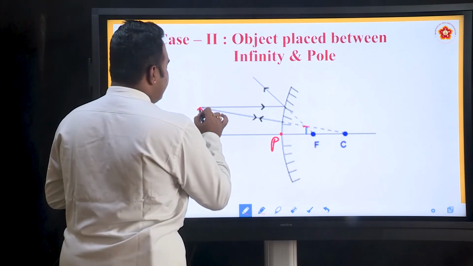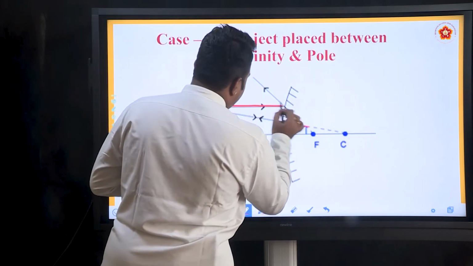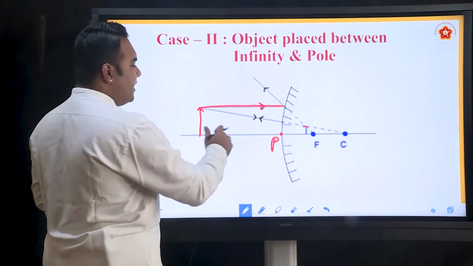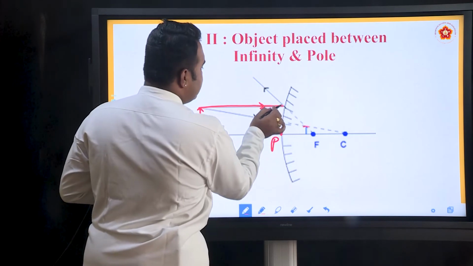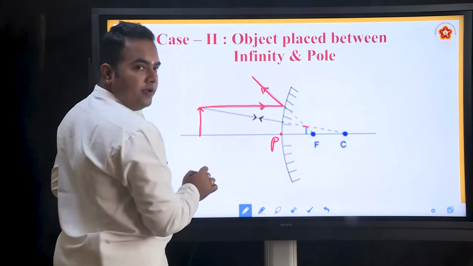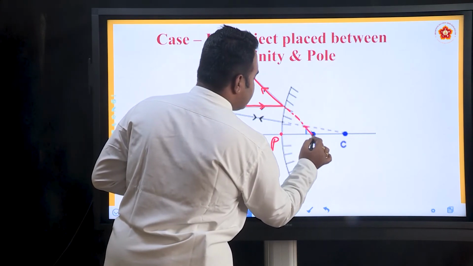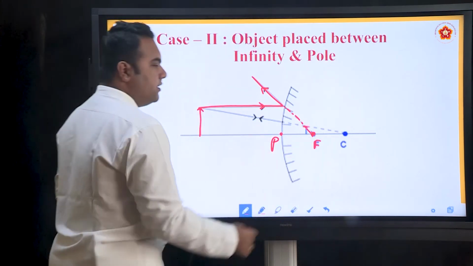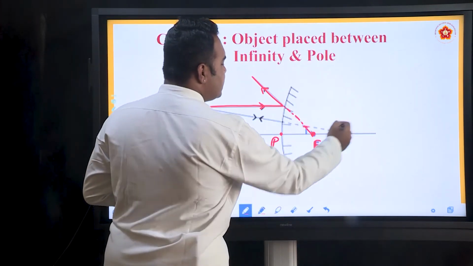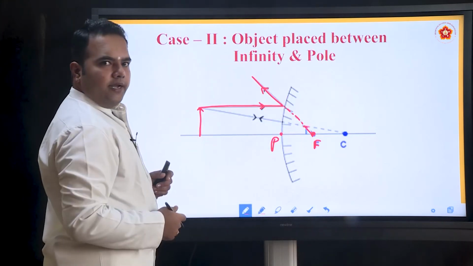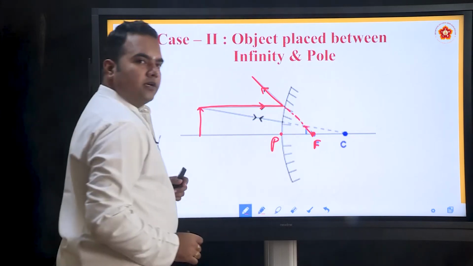Now, from this object, infinite rays of light are coming. Of them, that particular ray of light which is parallel to the principal axis, after the reflection from the mirror, is diverging and going off here, but it appears as if it is coming from a point called the focus. So, this will be the focus of the convex mirror. Remember, for a convex mirror, the focus and center of curvature should be placed inside. So, this ray of light appears to pass through the focus.